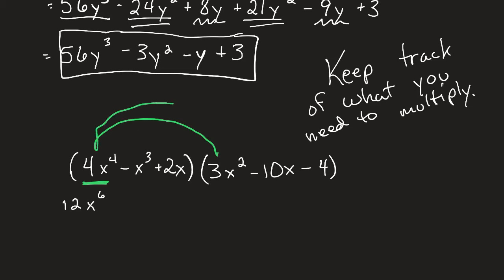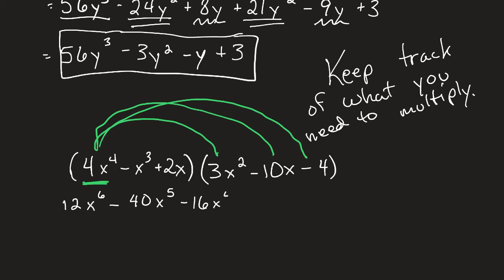Then we take 4x to the fourth and multiply it times that negative 10x. So that's going to be minus, not plus. 4 times negative 10 is minus 40. And then we have 4 x's over here and 1 over here, so that's going to be x to the 4 plus 1, so that's x to the fifth power. Then we go over here and we have 4x to the fourth times negative 4, which is minus 16x to the fourth.